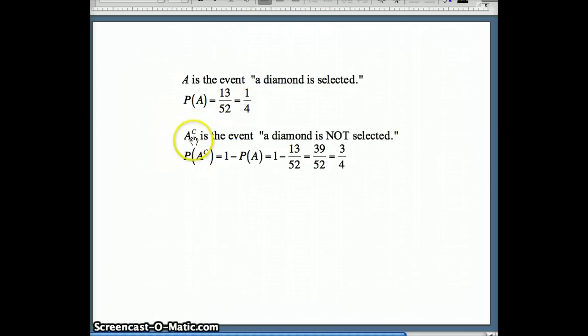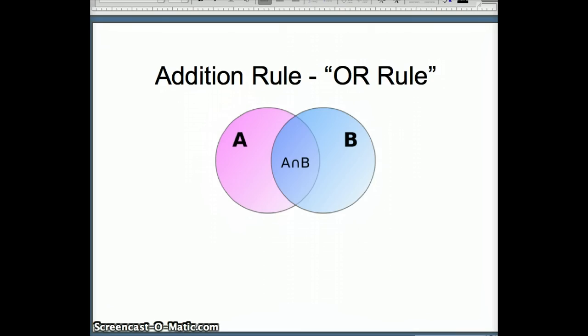The event A complement is the event a diamond is not selected. So if it's not a diamond, what are our possibilities there? Using the rule, probability of A complement, 1 minus the probability of A, 1 minus 13/52, which is 39/52, which reduces to 3/4. Now, of course, you could also recognize that if a diamond is not selected, it's either a clubs, a spades, or a hearts, and indeed there are 39 out of 52 cards that fit that condition. But again, getting a diamond, not getting a diamond, complementary events, the rule holds.